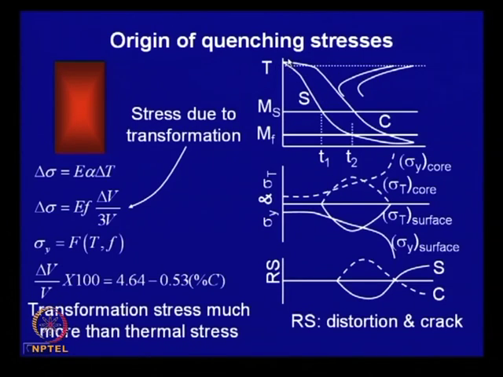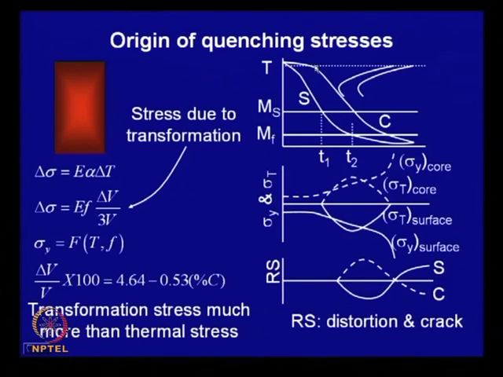On this, the cooling curve for the core and the surface is plotted here. Surface cools faster, core cools slower, and in both cases we are assuming that the cooling rate is fast enough to avoid the nose of the CCT diagram. Therefore, you are going to have martensite both at the surface as well as at the center.